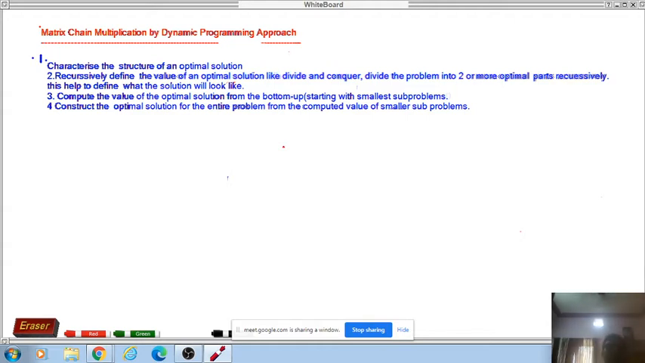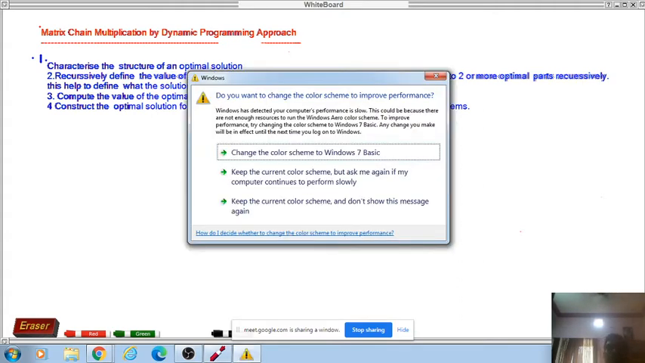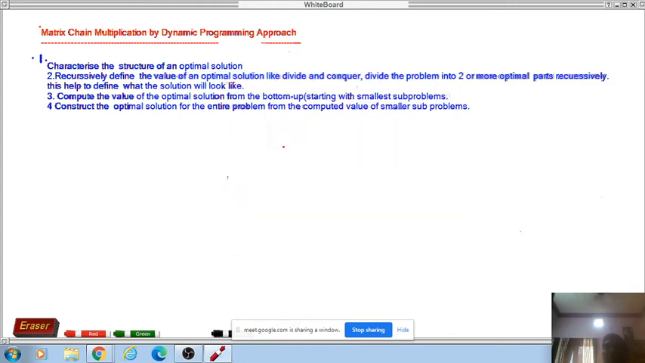What we will do: recursively define the value of an optimal solution. Like divide and conquer, we will divide the problem into two or more optimal subproblems, recursively. This will help to define what the solution will look like. Second, compute the value of the optimal solution from the bottom, from the smallest subproblem. Then construct the optimal solution for the entire problem from the computed value of smaller subproblems. This is the main thing.